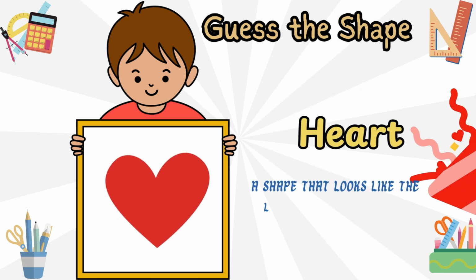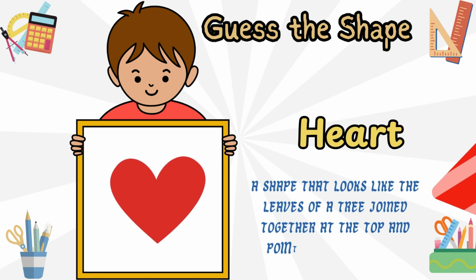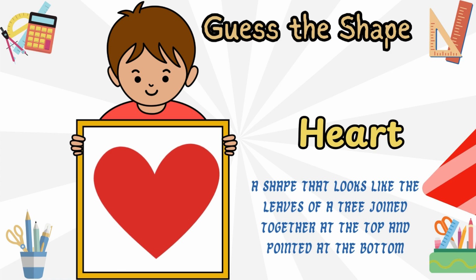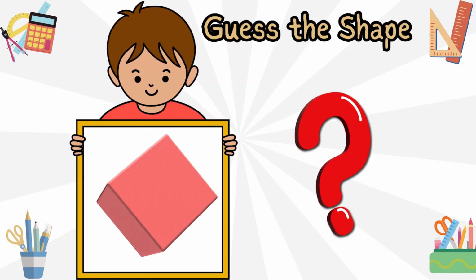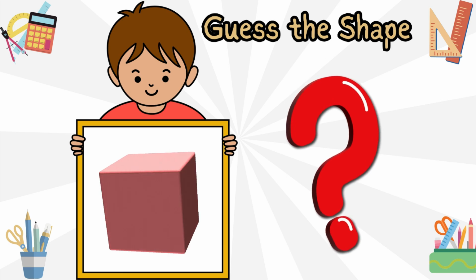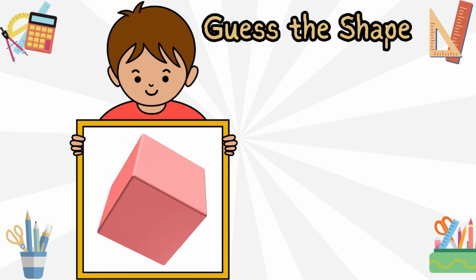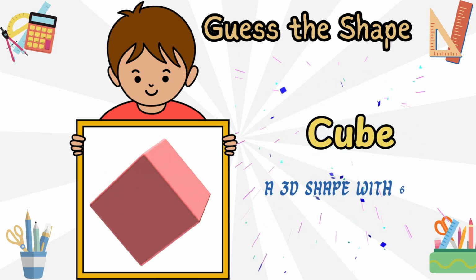Heart. A shape that looks like the leaves of a tree joined together at the top and pointed at the bottom. This one. Cube. 3D shape with 6 square faces.